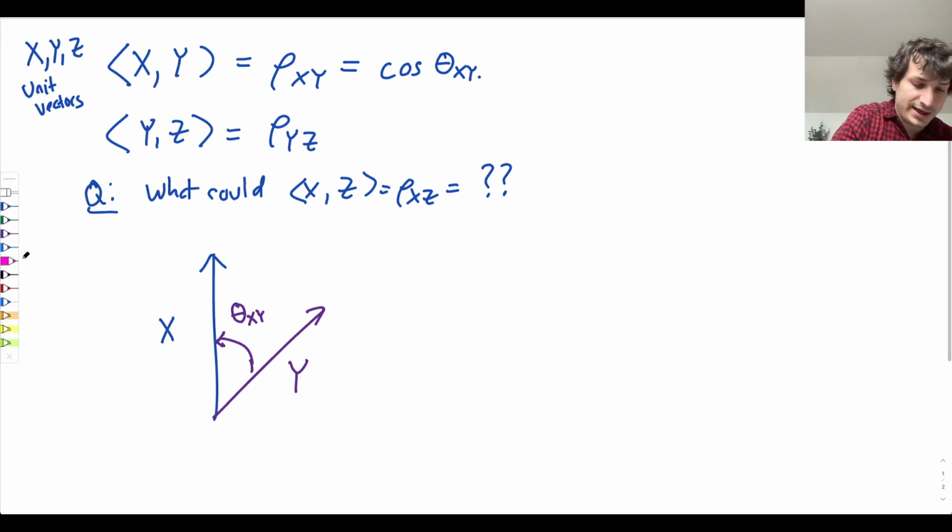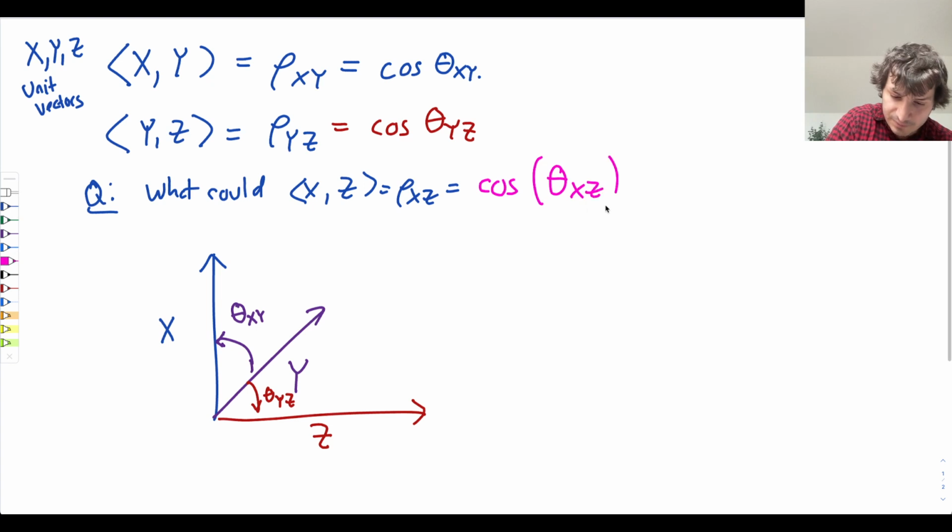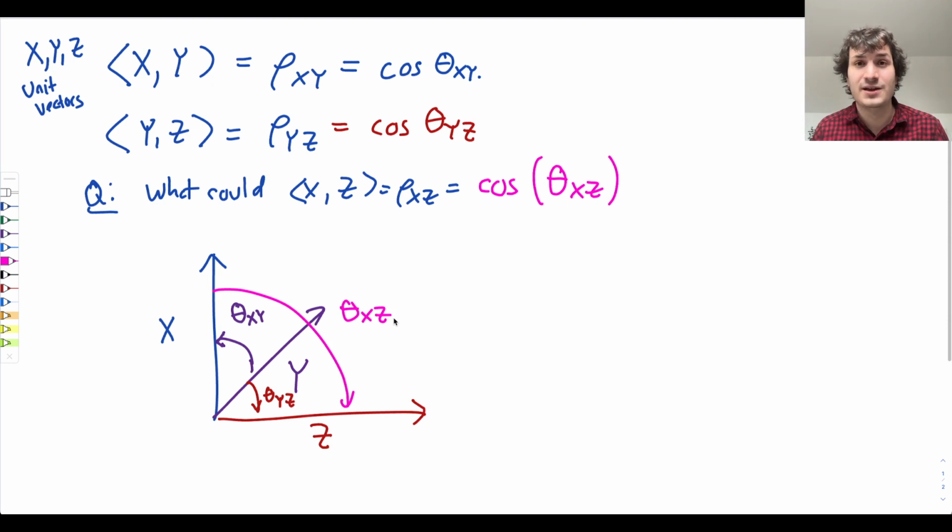What about the angle between Y and Z? Let's do that over here in red. Here is Z. And here's the angle theta YZ, where the cosine of theta YZ is the thing we're interested in, the inner product or the dot product. And that's because they're unit vectors. And now we can ask, what could the possible inner product between x and z be? That's the same as asking, what is the cosine of the angle theta x to z, right? So we take this big angle, theta x to z, and we're asking what are the possible cosines?